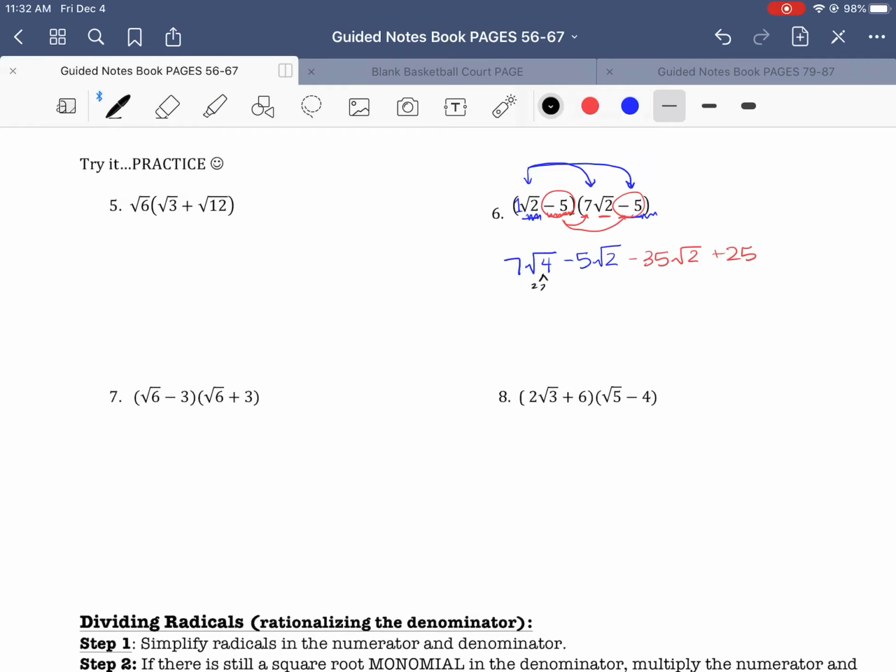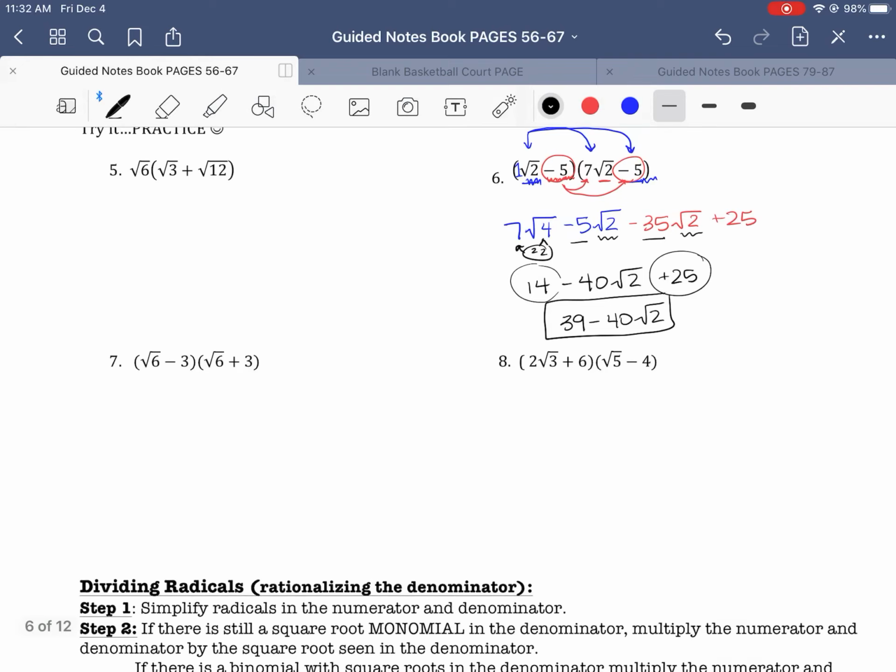So if I simplify this one, right, square root of 4 is 2. So that's just 7 times 2, which is 14. These both have square roots of 2. So I can do -5 minus 35 is -40, square root of 2. And on the right-hand side, I have a +25 still. So now you have this 14 that can combine with this 25. And we end up with 39 minus 40 square root of 2. Okay. That's as challenging as they can get. I'll do one more using the box method, but essentially that's what we're looking for here.